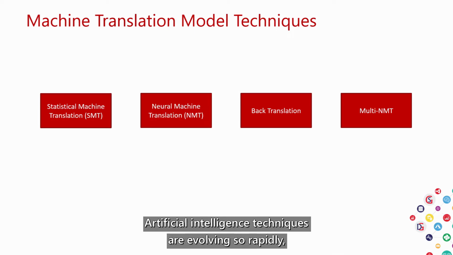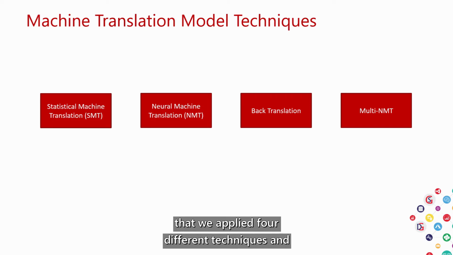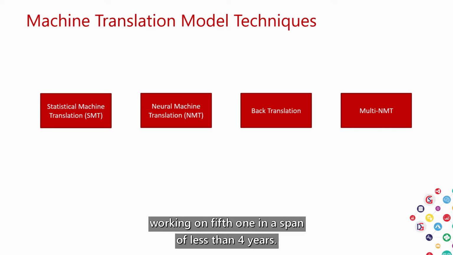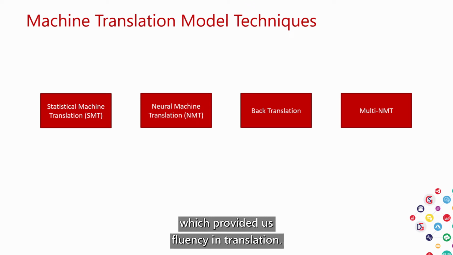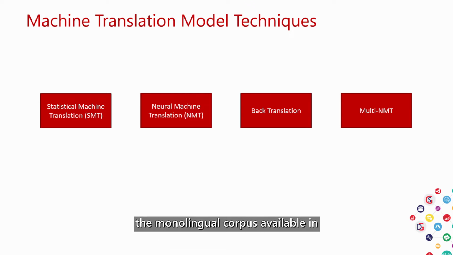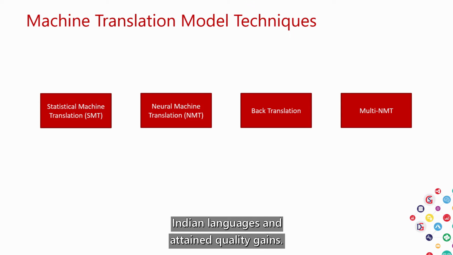Artificial intelligence techniques are evolving so rapidly that we applied four different techniques and are working on a fifth one in a span of less than 4 years. We started with SMT and moved on to neural machine translation, which provided us fluency in translation. We later applied back translation to leverage the monolingual corpus available in Indian languages and attained quality gains.